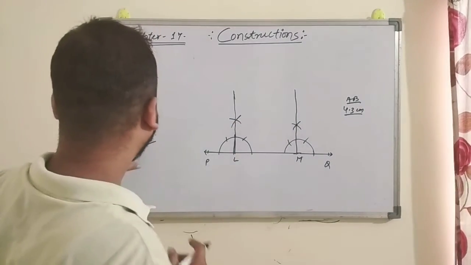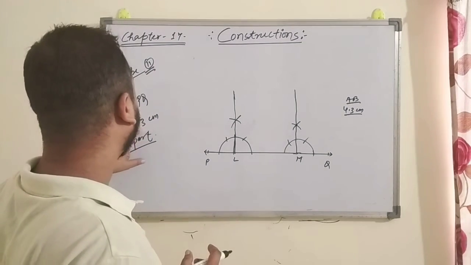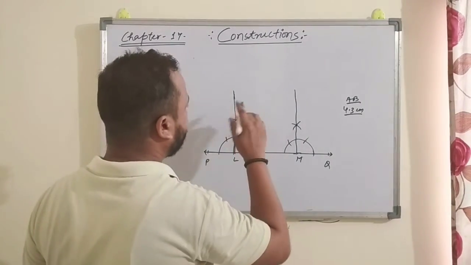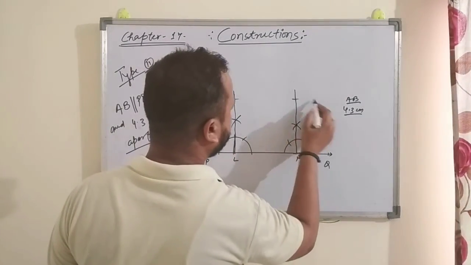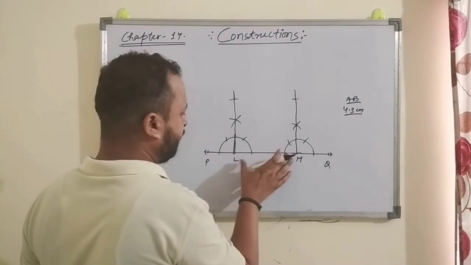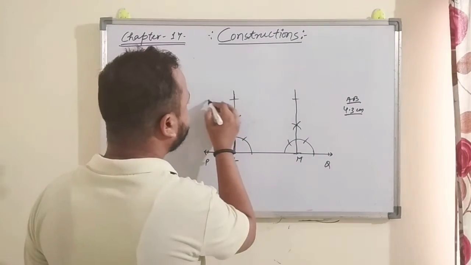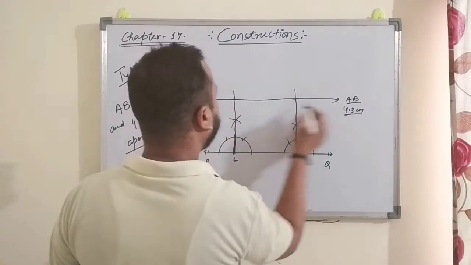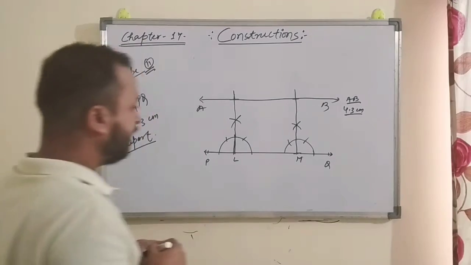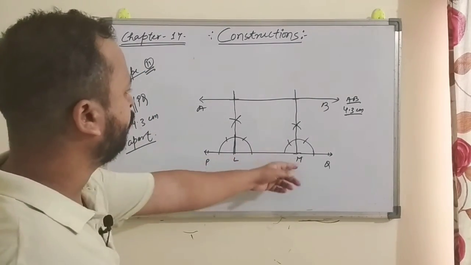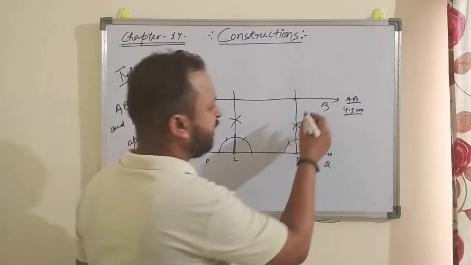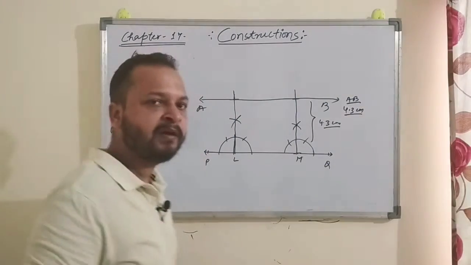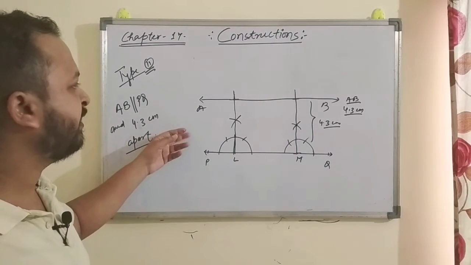Now take the radius of 4.3 centimeters while taking L and M as centers. Suppose this is the length of 4.3. While taking the centers L and M, join the line and you will get the line AB, which is parallel to line PQ, and they are 4.3 centimeters apart.